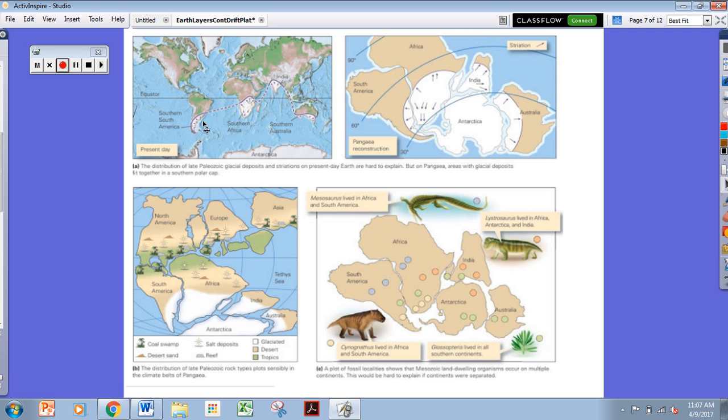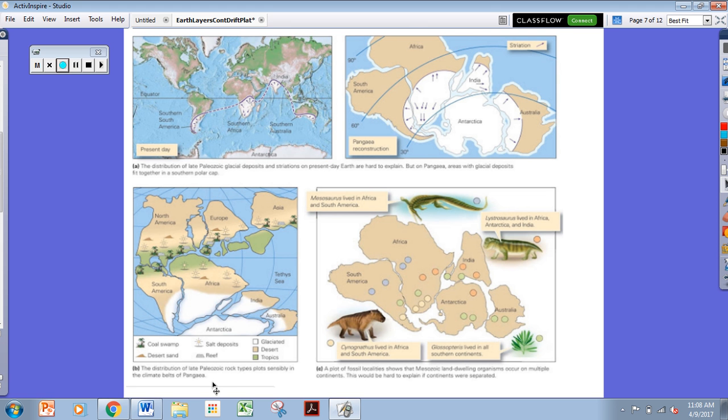If you looked at South America and Africa and even parts of India and Australia here, you can see evidence of the scraping marks left by glaciers moving across the land. Okay, and here's Antarctica down here. It doesn't make sense in the arrangement that the continents are now, but if you put them back in the arrangement they were in Wegener's Pangea, you can see these striation marks or these scratch marks. It kind of lines up perfectly that there was a glacier that covered all of these areas.